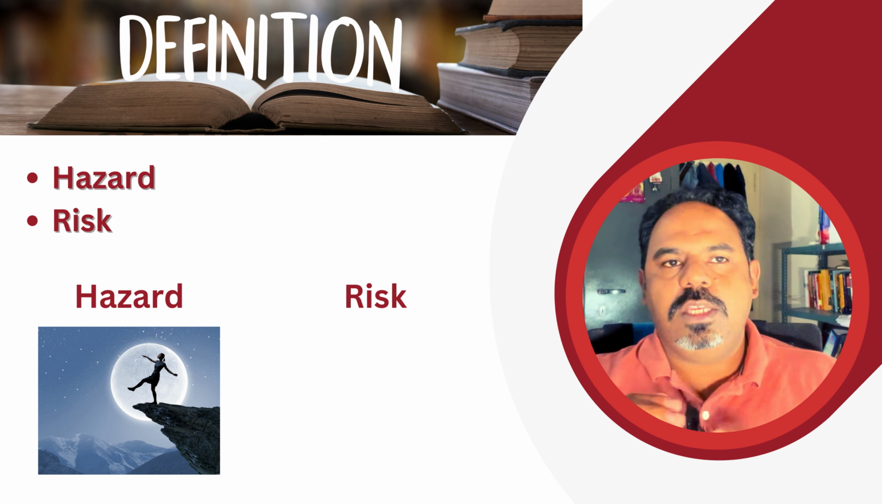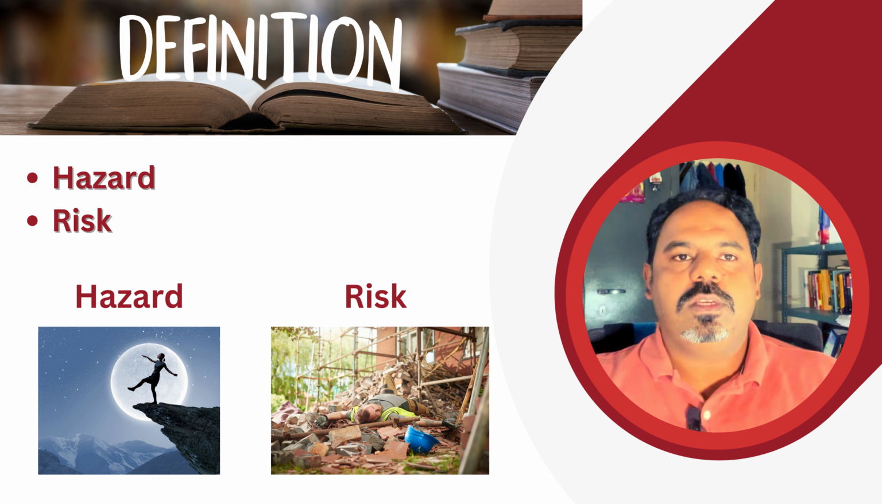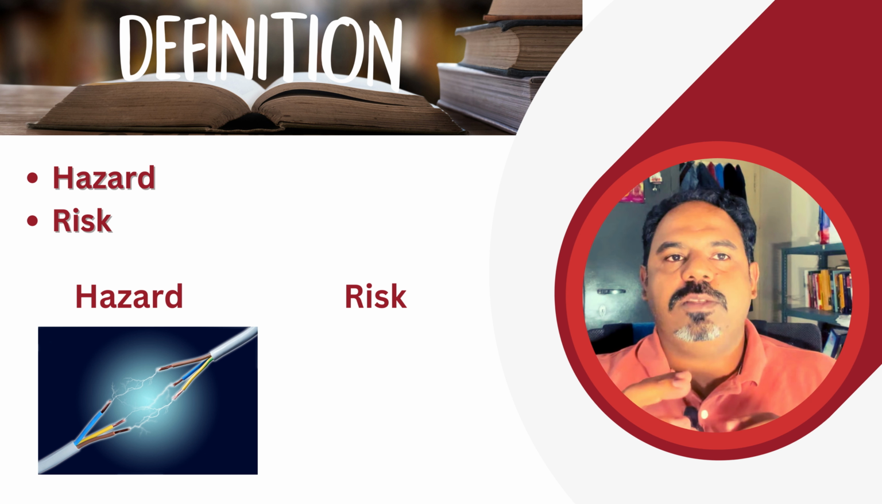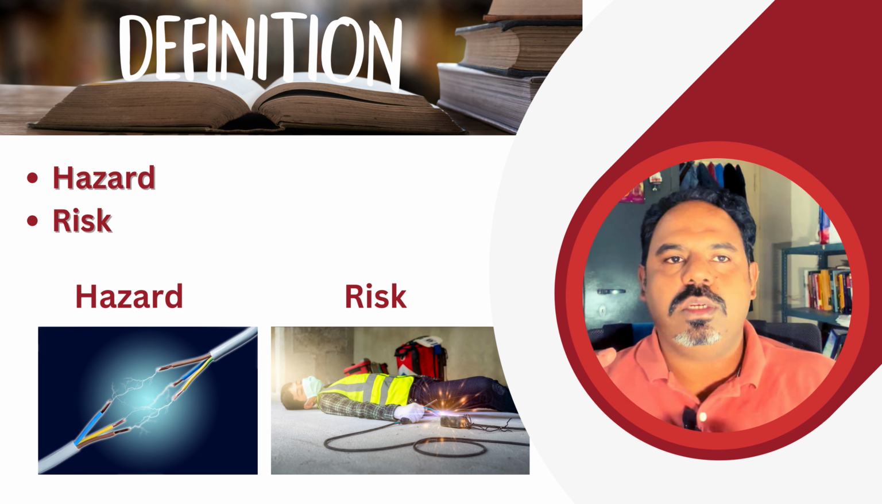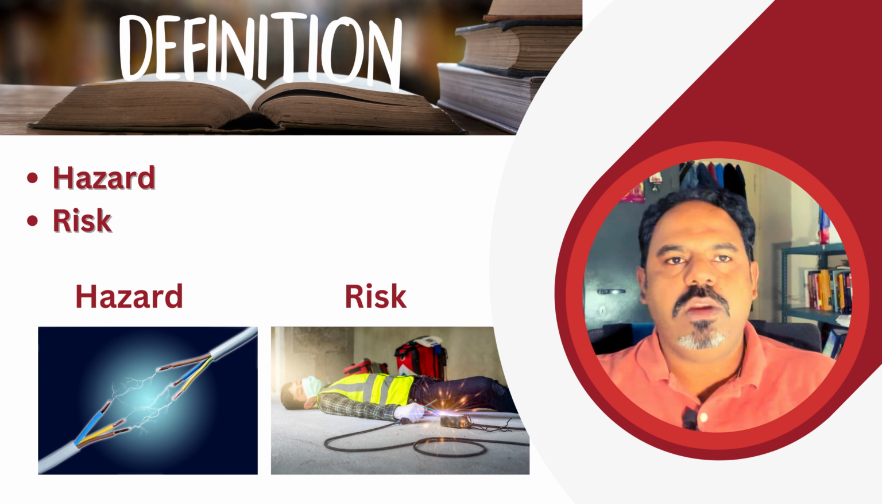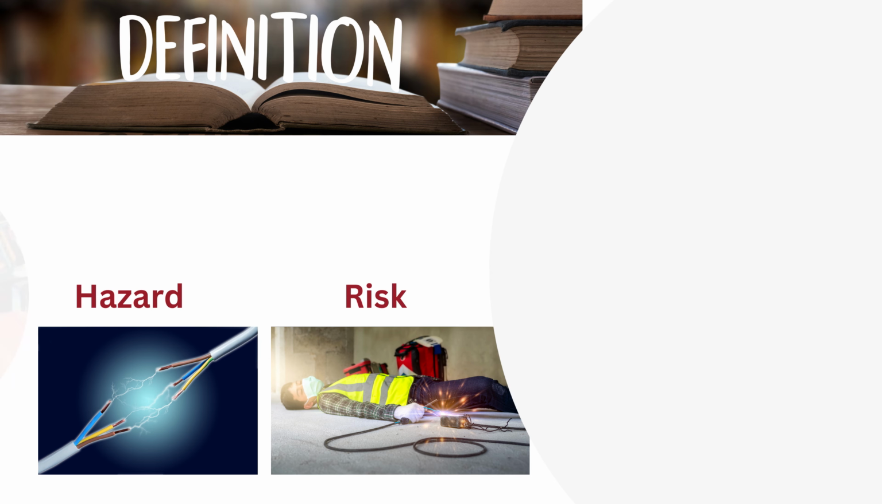Unprotected leading edge is a hazard, whereas fall from height is a risk. Exposed electrical cable is a hazard, whereas electrical shock and electrocution are risks. Thus, let us be clear on what is a hazard and what is a risk. This is very important for HIRA as well as safety inspections.